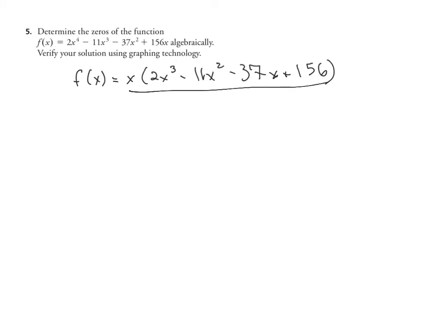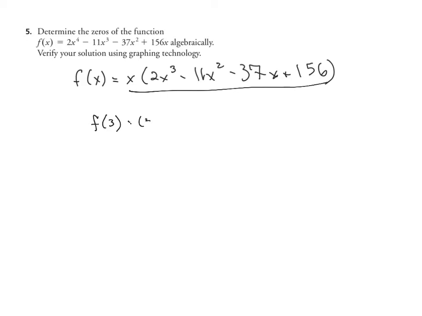Determine the zeros of the function algebraically. Verify your solutions using graphing technology. All right, so let's say f of x equals, I can take out an x from here. So x times 2x cubed minus 11x squared minus 37x plus 156. All right, let's see what makes this guy equal to 0. Let's try f of 3.